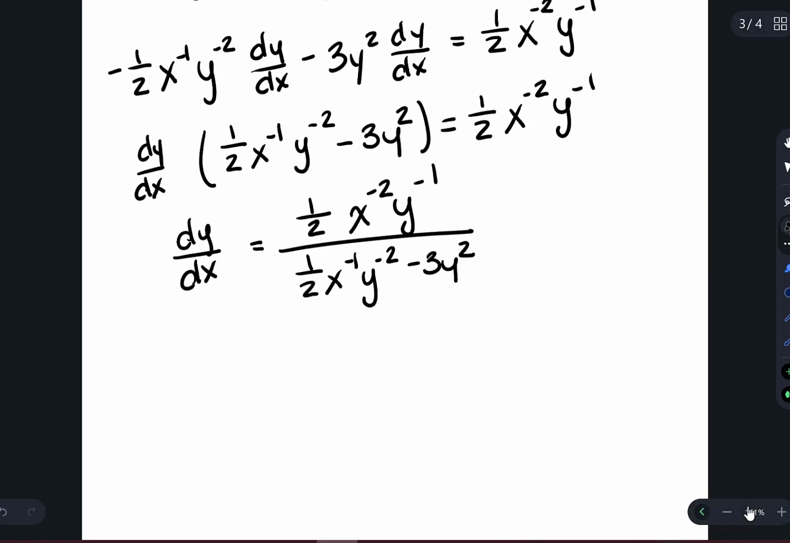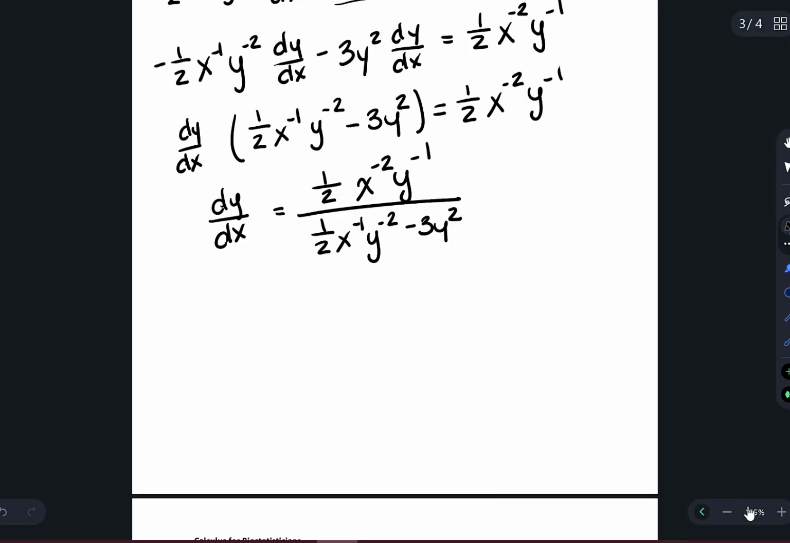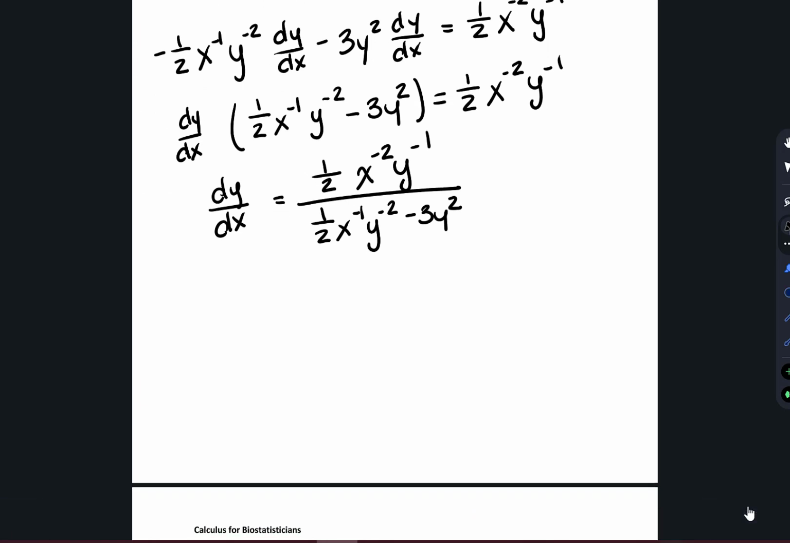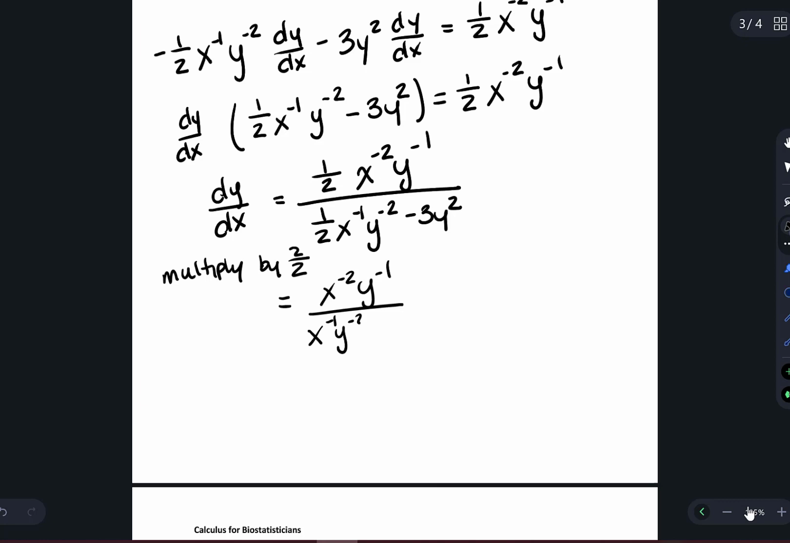I am going to manipulate this to simplify this term some, because typically we don't want to have fractions inside of fractions, and we don't want to have negative exponents inside of a fraction in the numerator or in the denominator, so we kind of need to change things around. So the first thing I'm going to do is multiply everything through by 2 divided by 2. So notice that's really just multiplying by 1. But that 1/2 is going to cancel in the numerator, so I'm going to have x to the minus 2, y to the minus 1, divided by x to the minus 1, y to the minus 2, minus 6y squared.